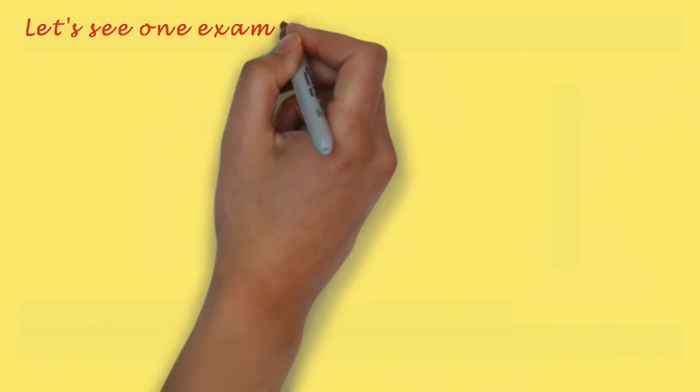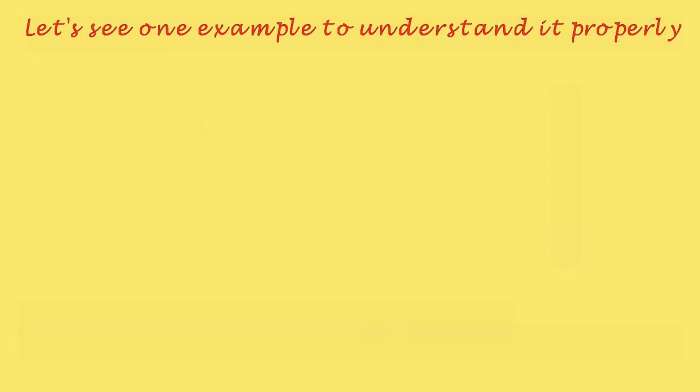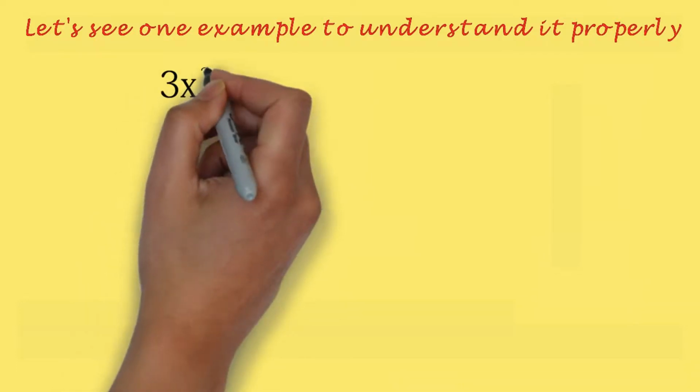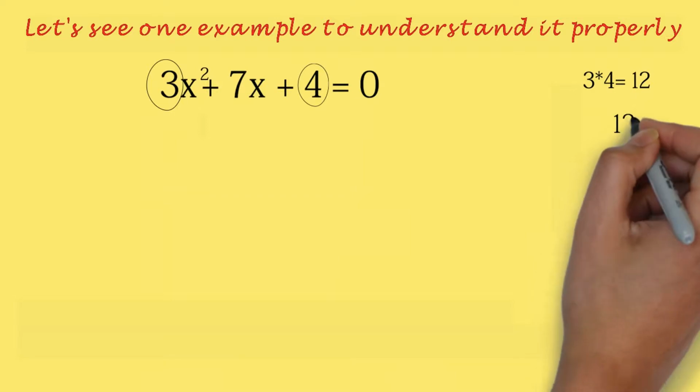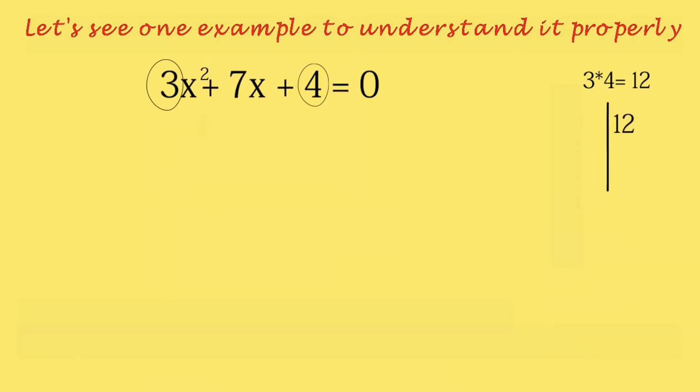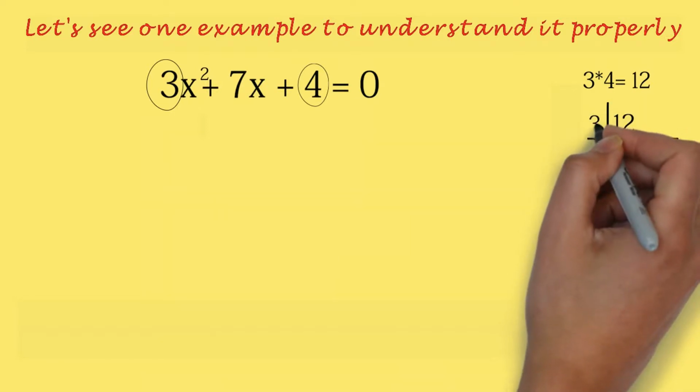Let's see one example to understand it properly. So, we have 3x squared plus 7x plus 4 equals 0. Now, we will learn how to solve a quadratic equation. Step 1. Simply take the number with x squared, and the end number, and multiply them. Step 2. Now, simply determine the LCM of the product you have got, like this.